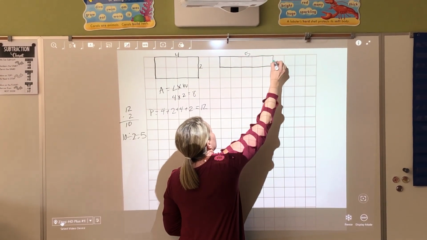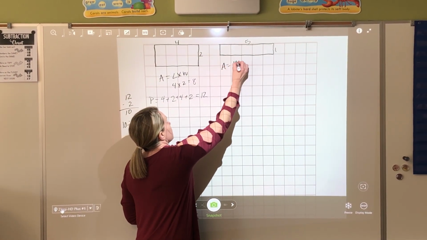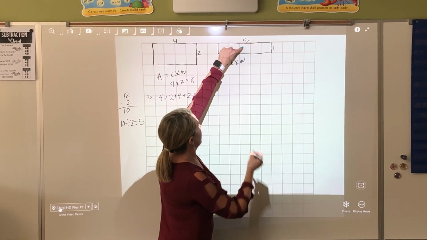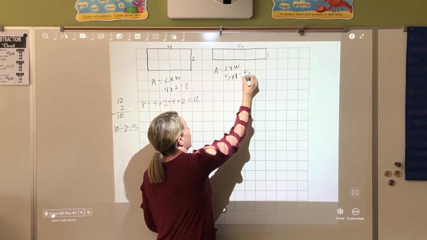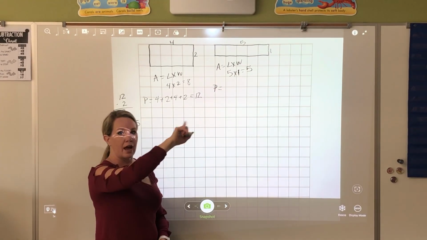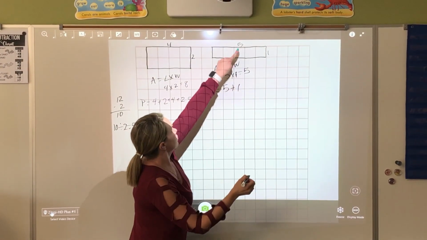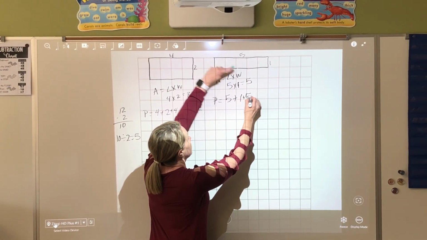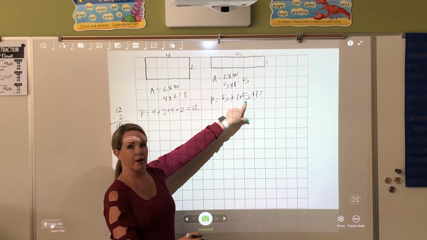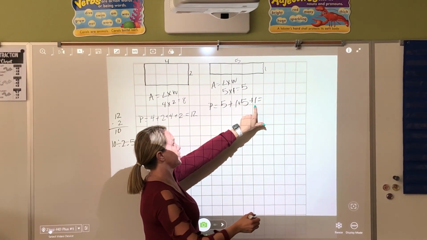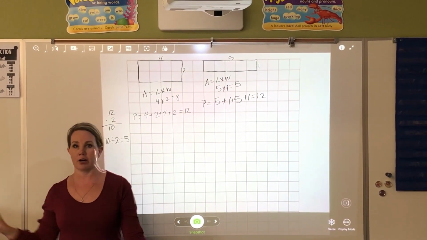Label my top and my side. So my area, once again, is length times width. I have 5 times 1, which is 5. My perimeter, add all the sides of the fence together. Where there's a 5 here, I know the bottom is 5. A 1 on that side, I know there's a 1 on this side. 5 plus 5 is 10, plus 1 is 11, plus 1 more is 12. So I have the same perimeter, different areas.